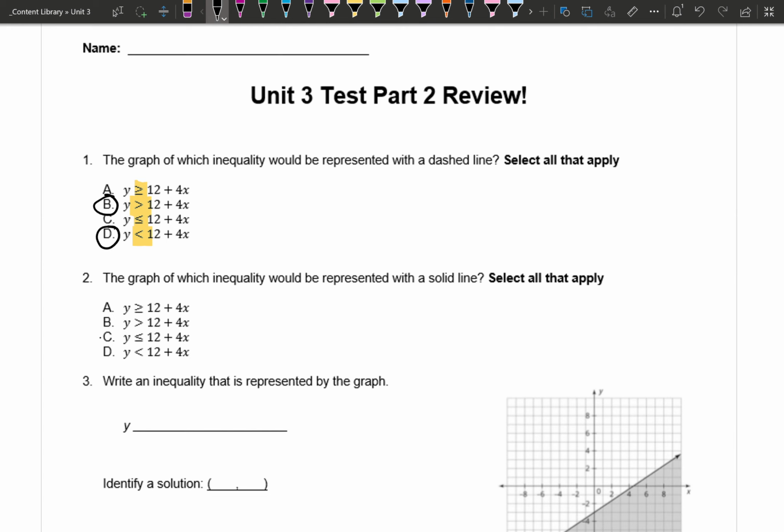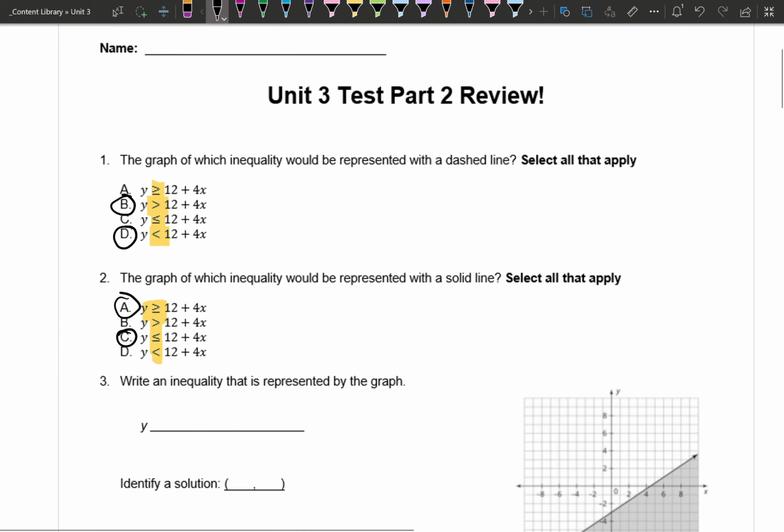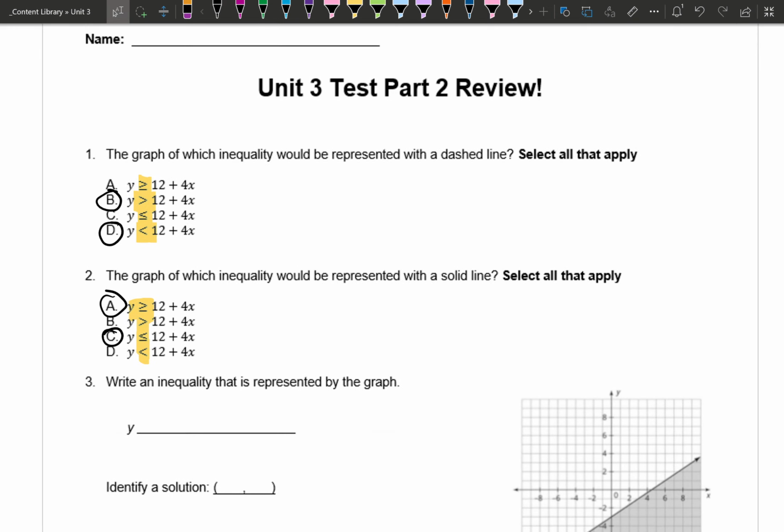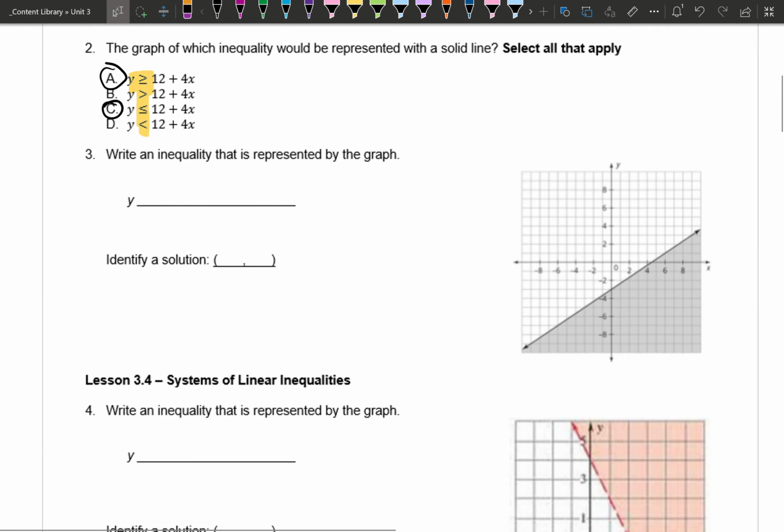On the contrary, we've got number 2, which asks us the graph of which inequality will be represented with a solid line. In this case, you want to pick the inequality symbol that has a line underneath it. So in number 2, the correct answers are A and C because both of those symbols have a line underneath them.